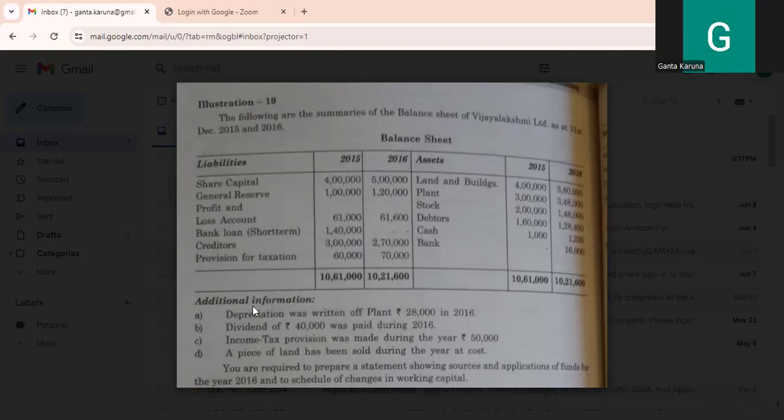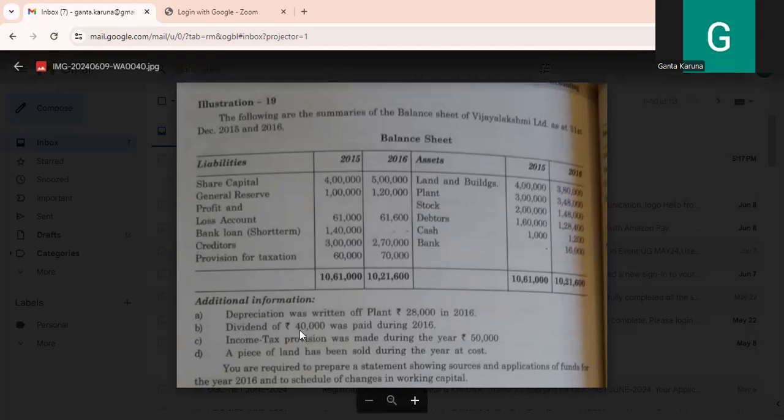So how many adjustments were there? Four. The first was related to depreciation on plant, so I'll go for a plant account. Why do I have to create a plant account? Very simple. When you have two figures, opening is 3 lakhs and closing is 3 lakhs 48,000, and then he gave a third figure in the adjustment, there is a chance the fourth will be your outcome. To know the fourth one, we will prepare the account.